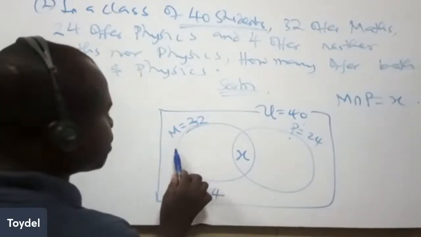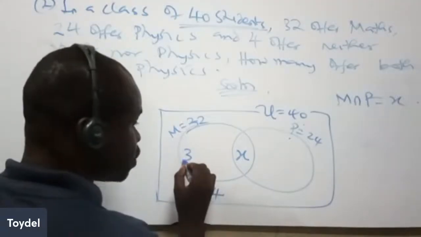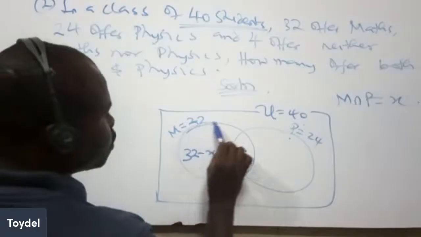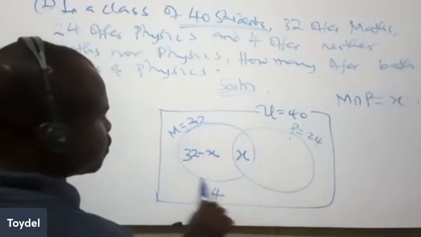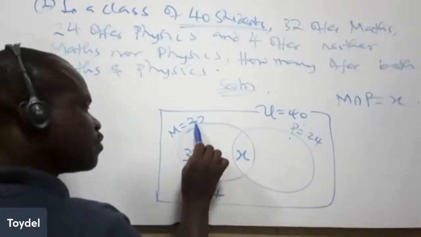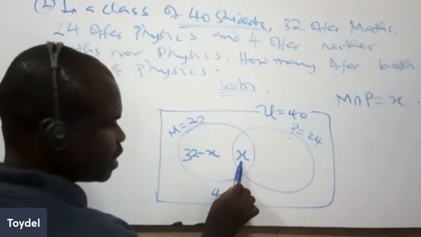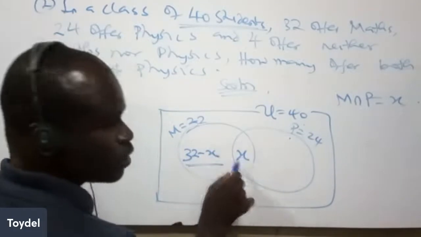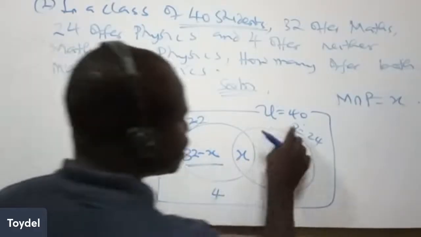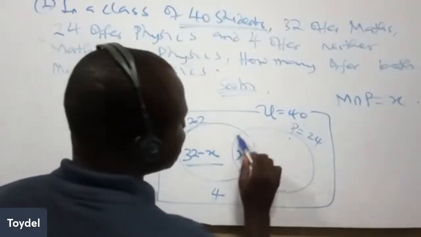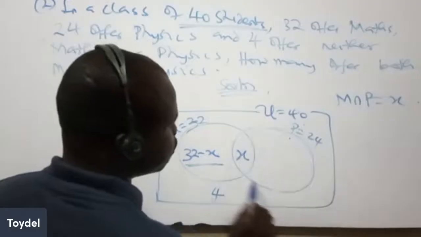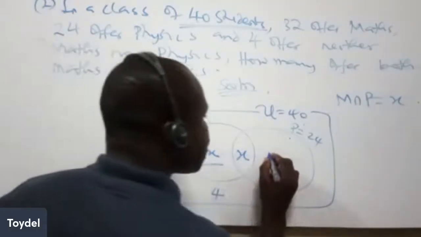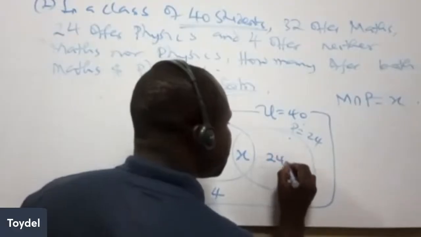So those that offer mathematics only will be 32 minus x. The total number that offer mathematics in this first circle is 32. But out of the 32, some offer mathematics and physics. But those that offer mathematics only will now be 32 minus those that offer mathematics and physics. Then we go to the physics portion also. The total number of students that offer physics is 24. Out of the 24, some offer mathematics. Then those that offer physics only will be 24 minus x.